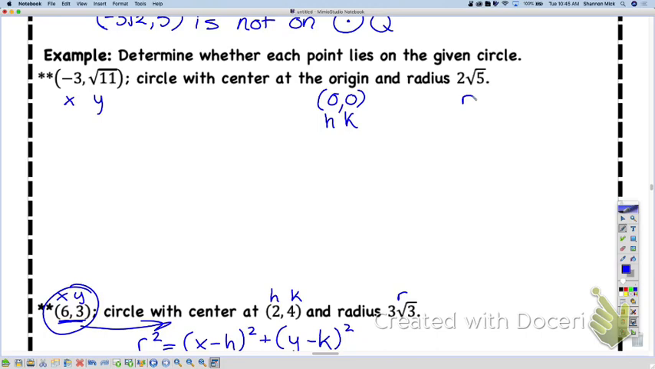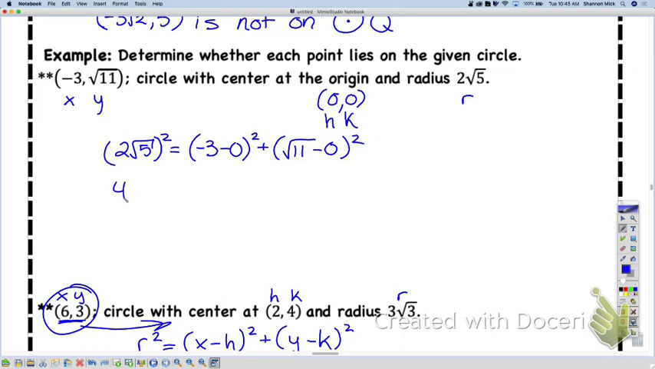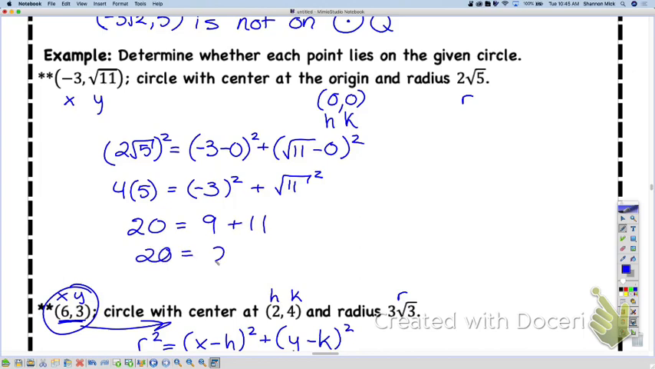So you work on it and I'll work on it. We'll meet in the middle. Check before you move on, make sure you set it in there right. So is the point on the circle? Yes.